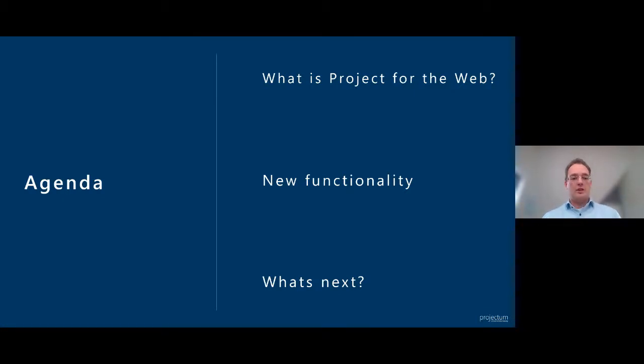There are three main topics that we're going to look at today. First of all, what is Project for the Web? Then we're going to talk about new functionality that came recently to that application, and we're going to look into the future and see what's coming up next for this application.